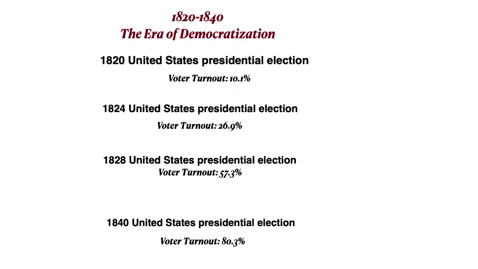But as far as the era of democratization goes, I say 1820 to 1840, more or less. We can see it in voter turnout in presidential elections of eligible voters. You can see from 1820, 10%, 1824 jumping to almost 27, and then 1828, 53. By the time you get to 1840, voter turnout is over 80%, much higher than you have today of eligible voters.